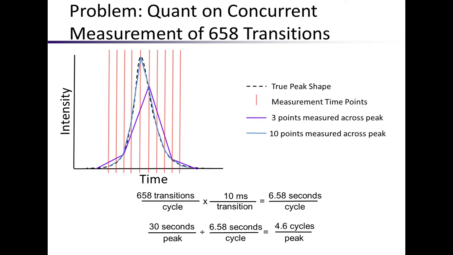and if I tried to trace a Gaussian distribution to fit this, it just totally doesn't fit, right? But if I can take 10 time points across the peak, this fits quite well. And so we always want to try and get 10 time points across the peak, and we have about 20 to 30 second peak widths. So if I was trying to measure all of these transitions all at once, I would have this 7-second cycle.